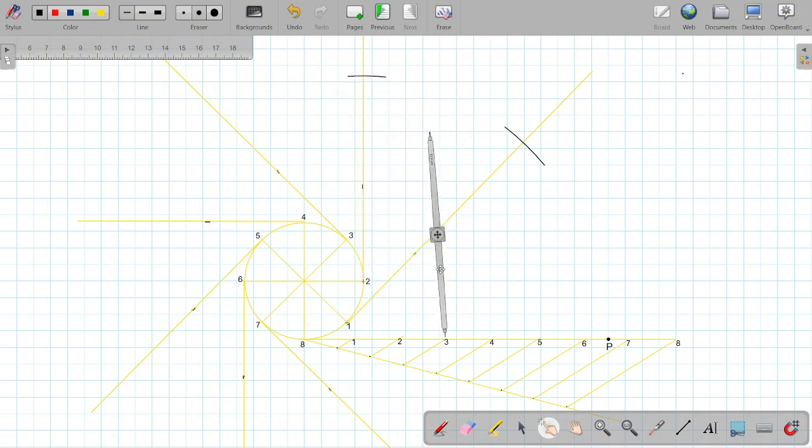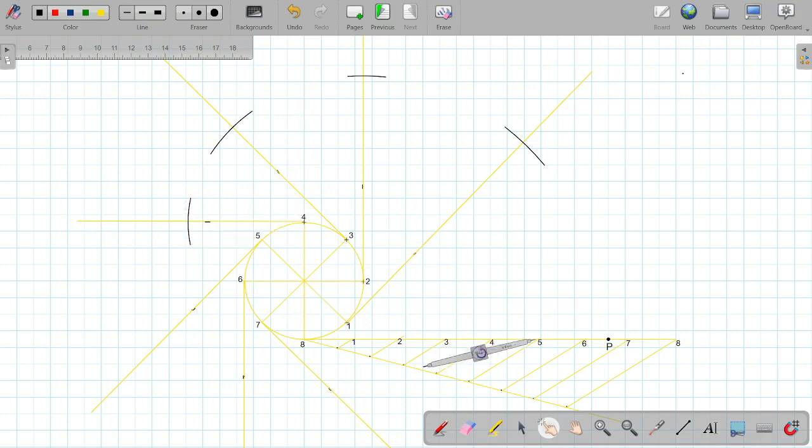Then measuring the distance from point 3 to point P, keeping it at point 3 of the circle, and make an arc on the tangent of point 3. Then similarly, starting from point 4, measuring the distance from 4 to P, keeping at point 4, and cut the arc on this tangent from point 4.